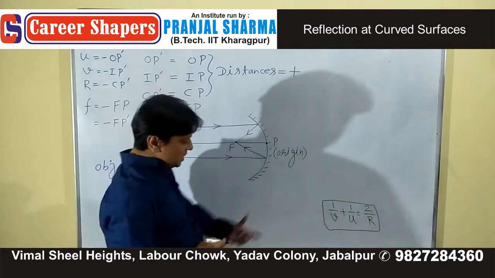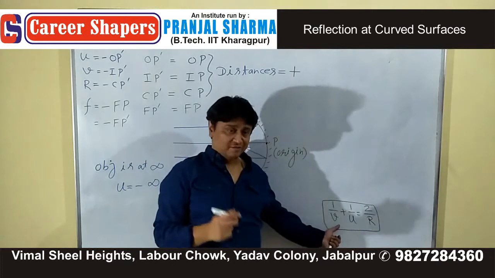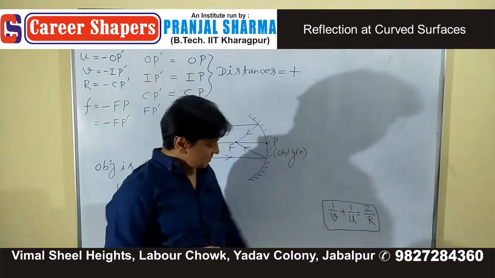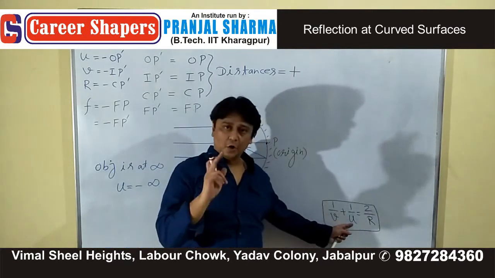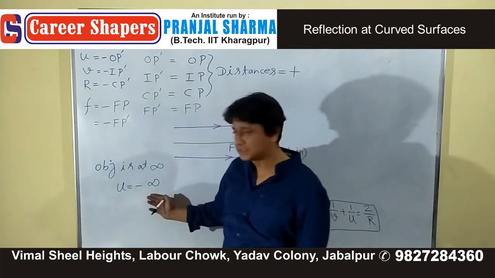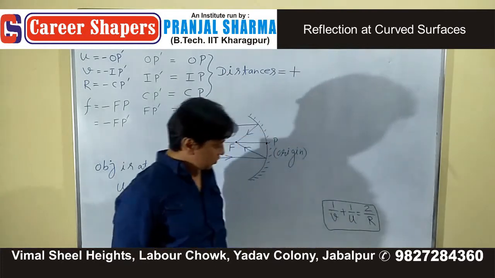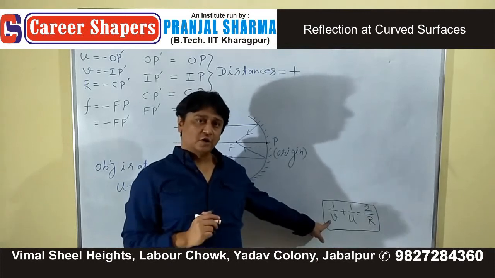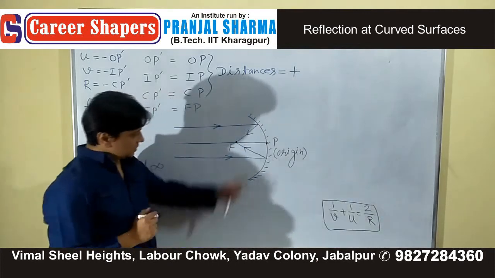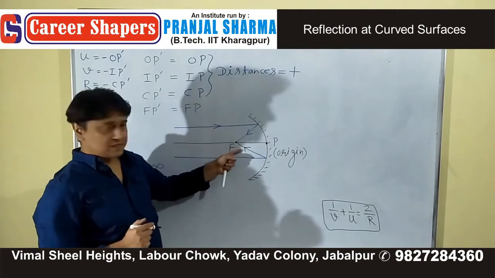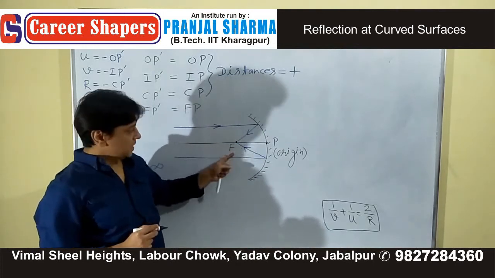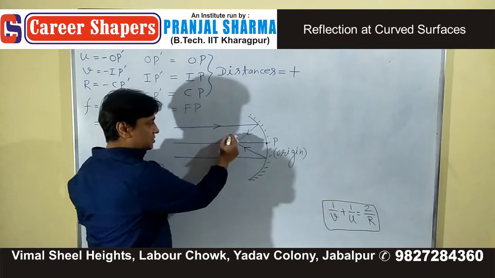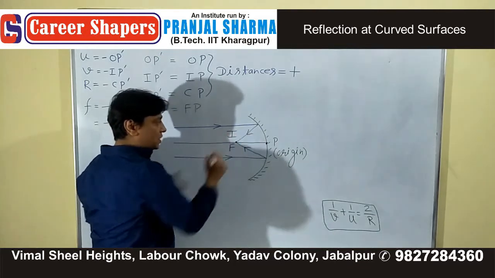Now, let's use this formula which we have developed so far. What's the meaning of U? Object distance. We can see that with proper sign. What's the meaning of V? Image. What is image? Intersection of reflected rays. These two rays are basically reflected rays, and therefore their intersection should give us what?